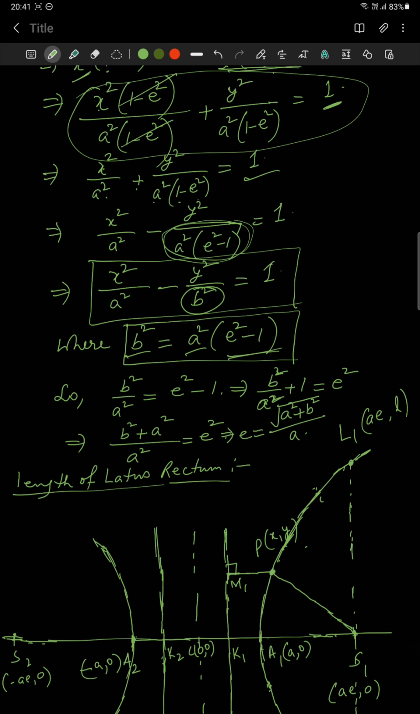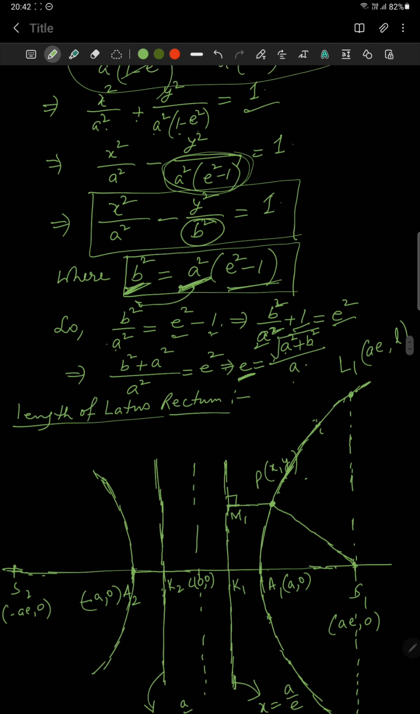This a is actually taken as the transverse axis, and b is nothing but the conjugate axis. We will discuss it in the next video. Finally, what we are getting is a square is brought this side, then b square by a square is equal to e square minus 1, and 1 is taken to the left hand side, then b square by a square plus 1 is equal to e square. So finally e is coming as root over a square plus b square by a, although it should have been plus minus, but eccentricity is not negative, so because of that only the positive sign is taken. I hope till this point it is clear to all of you.